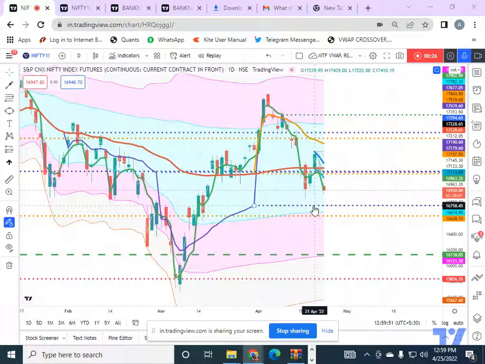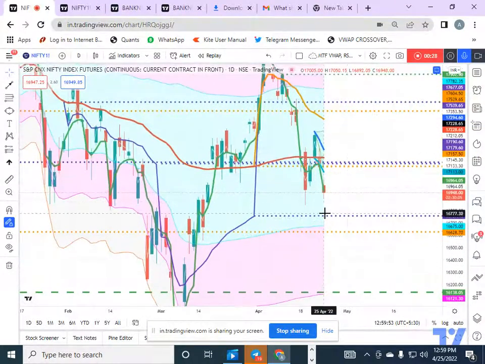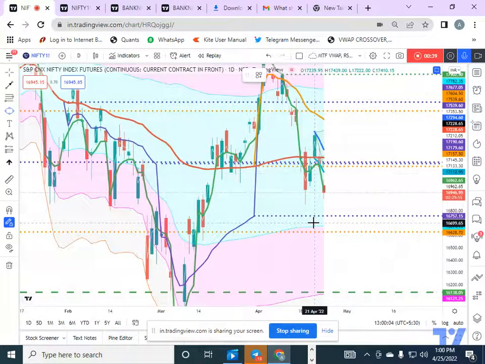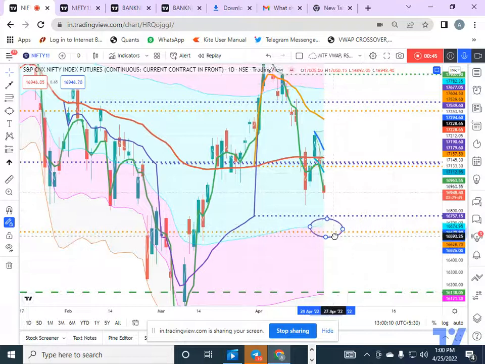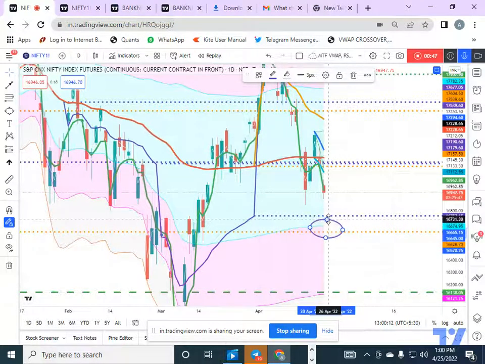VWAP reference of 16,765 and the last one of the previous quarter of 16,630. Both would be very much key support, maybe acting in the Nifty. Hope this April series will hold these key levels.